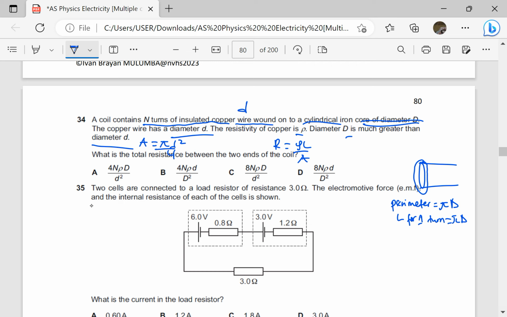So length for one turn is pi d, but there are n turns. So total length L is going to be n times pi times d. That is the total length.